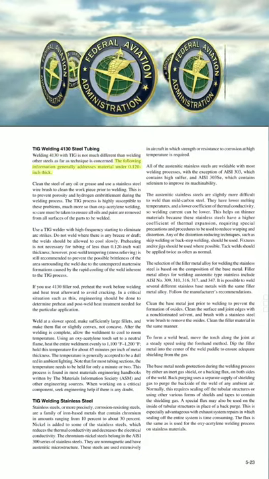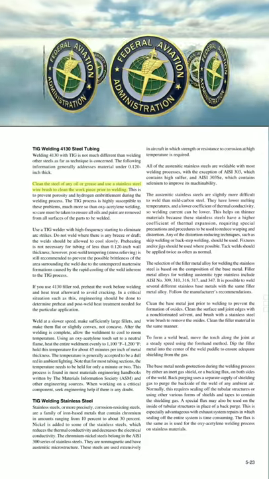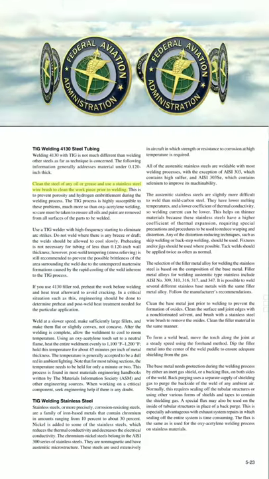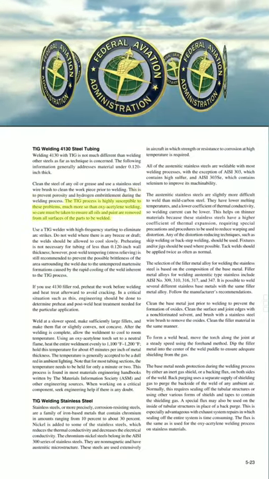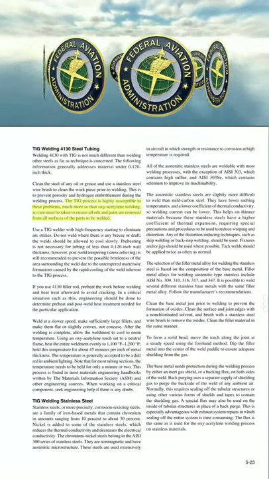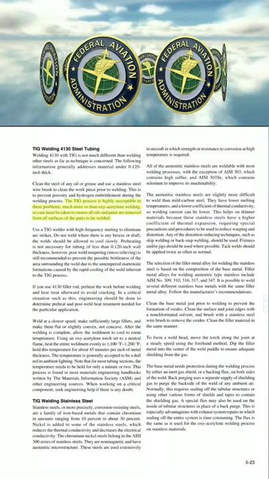The following information generally addresses material under 0.120-inch thick. Clean the steel of any oil or grease and use a stainless steel wire brush to clean the workpiece prior to welding. This is to prevent porosity and hydrogen embrittlement during the welding process. The TIG process is highly susceptible to these problems, much more so than oxyacetylene welding, so care must be taken to ensure all oils and paint are removed from all surfaces of the parts to be welded.